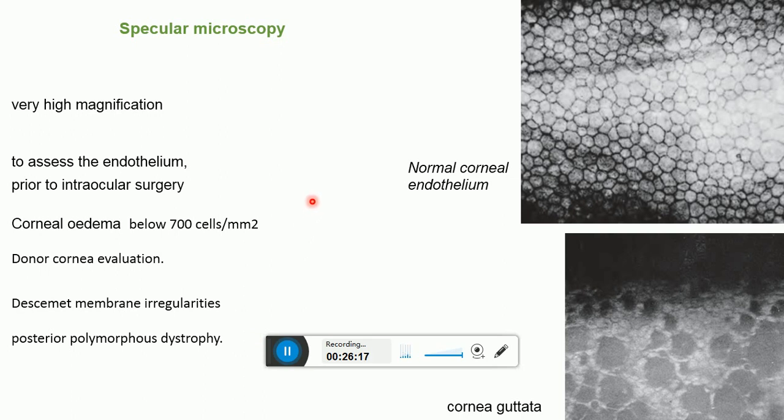Now specular microscopy. It is the study of corneal layers under very high magnification, 100 times greater than slit lamp biomicroscopy. It is mainly used to assess the endothelium, which can be analyzed for cellular size, shape, density, and distribution. The healthy endothelial cell is a regular hexagon, and a normal cell density in a young adult is about 3000 cells per millimeter squared.